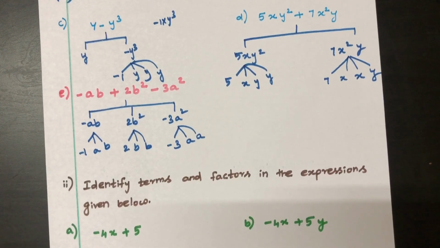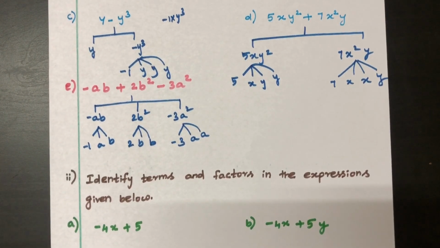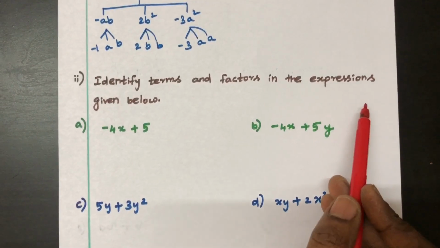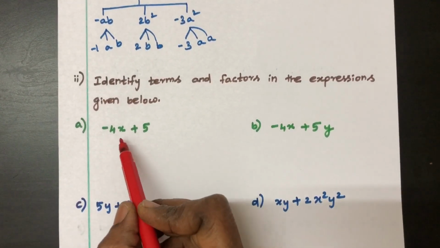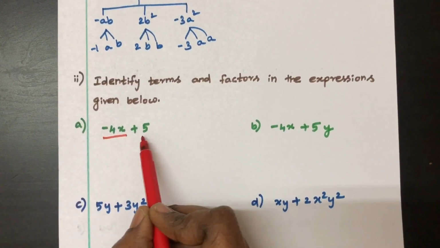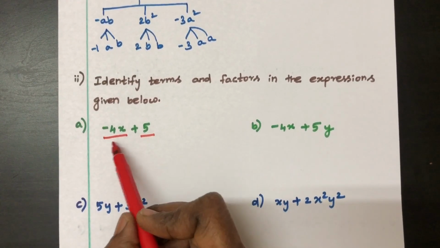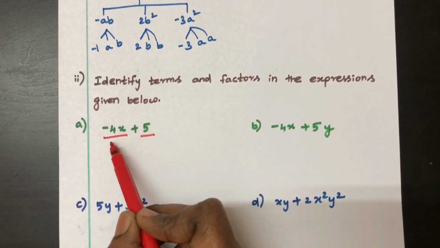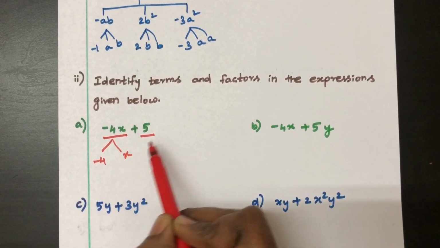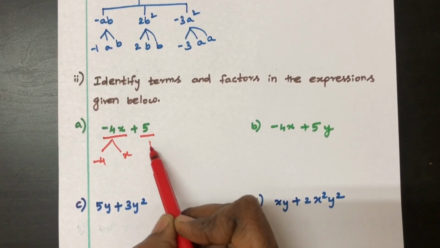These are all the factors of the particular term. Second subdivision, identify terms and factors in the expression given below. Same thing. What is the first term here? Minus 4x is the first term. Second term is 5. So what are the factors for minus 4x? Minus 4 and x is another factor. For 5 it is 5 alone.